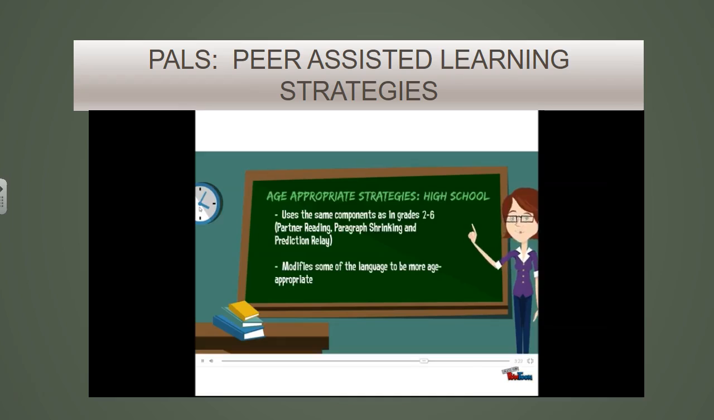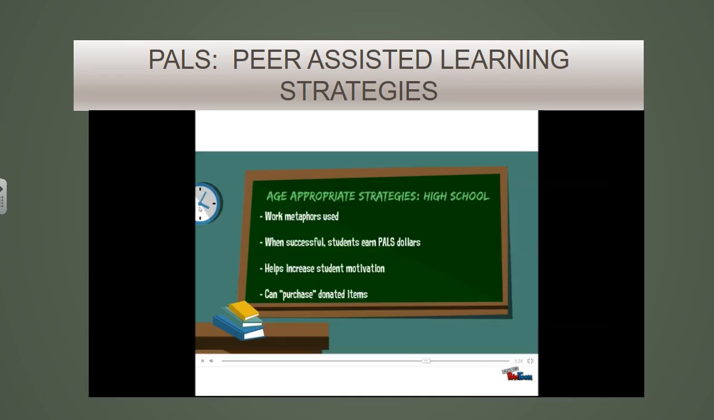Terminology does change within the secondary school system to cater to the maturity. Instead of using sports metaphors such as coaches, he uses work themes. The two teams become the workers, and if they succeed, they can earn rewards such as Employee of the Month or PAL dollars.